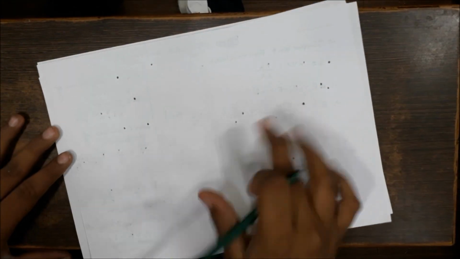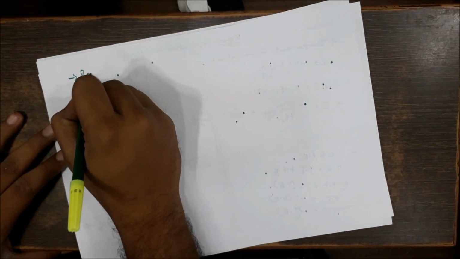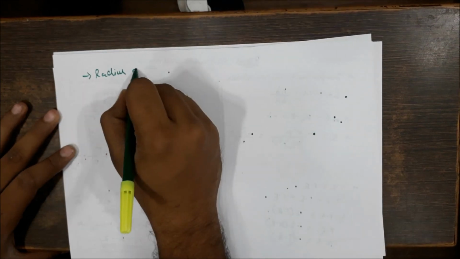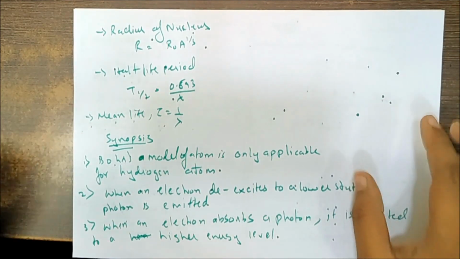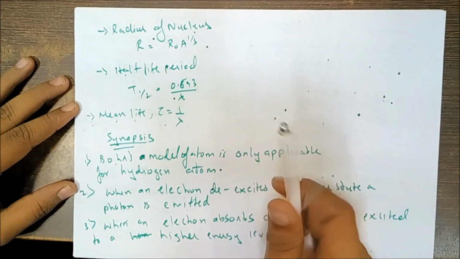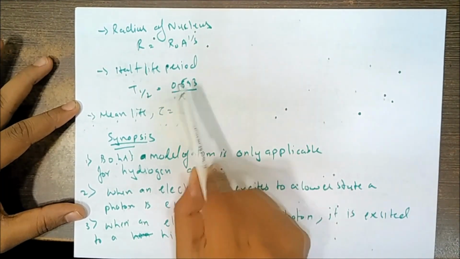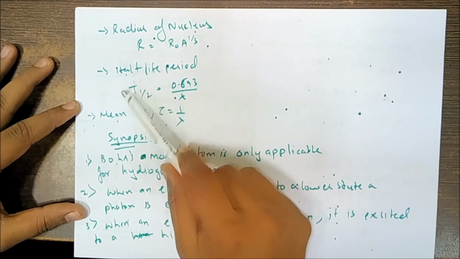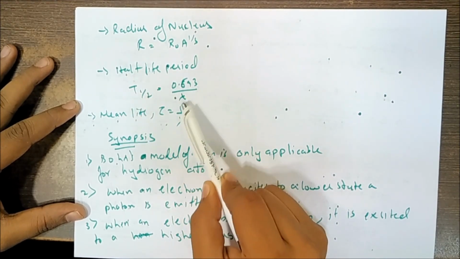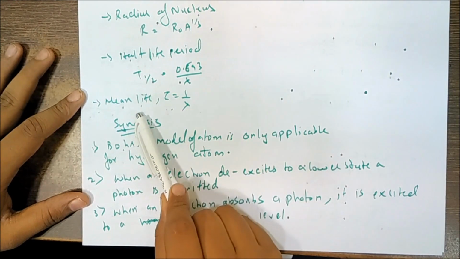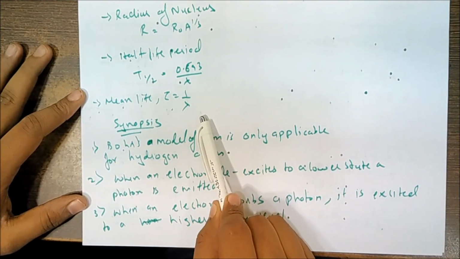We have radius of nucleus. Radius of nucleus R is equal to R naught A raised to 1 by 3. Now half-life period is given as T half is equal to 0.693 upon lambda. Mean life tau is equal to 1 by lambda.